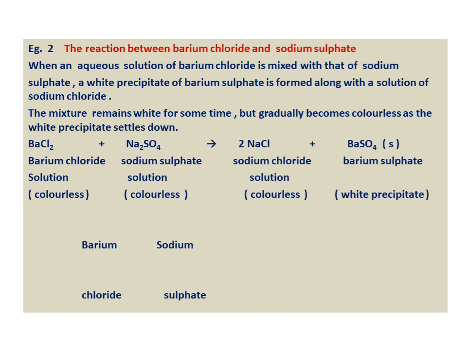Example 2. The reaction between barium chloride and sodium sulphate. When an aqueous solution of barium chloride is mixed with that of sodium sulphate, a white precipitate of barium sulphate is formed along with a solution of sodium chloride. The mixture remains white for some time but gradually becomes colorless as the white precipitate settles down. BaCl2 plus Na2SO4 gives 2NaCl plus BaSO4 precipitate. Barium chloride solution is colorless, sodium sulphate solution is colorless, sodium chloride solution is colorless, barium sulphate is a white precipitate.